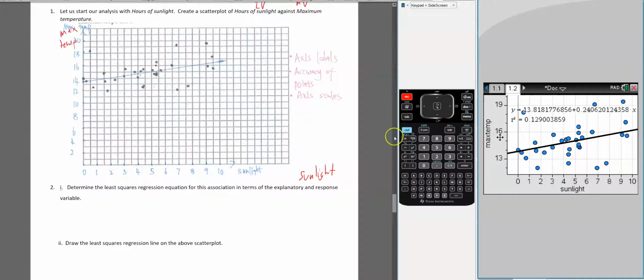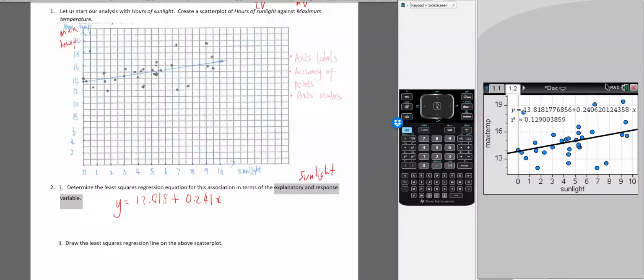Alright, so we've got to actually do the line of best fit now. So we've got y is equal to, I'm going to do maybe 3 decimal places for now, just to see what we can round it to. 13.818 plus 0.241x. Now we need to make sure that we always express the least squares regression in terms of the response and explanatory variable.